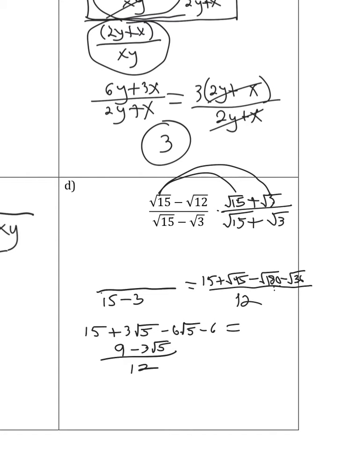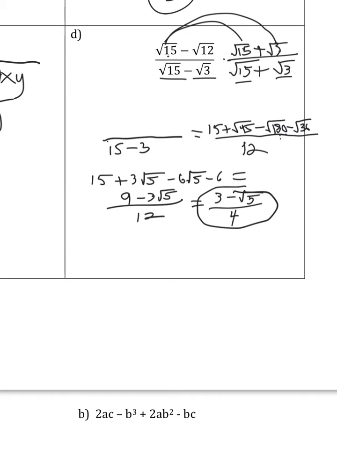And that can be all divided by 3. So we're going to end up with 3 minus root 5 over 4. Okay. So that actually is simpler than our original expression. That's not always going to be the case, but what is going to be the case is that we've removed any radicals from the denominator, and that will make it easier to work with. Okay, so let's continue on to the next page here.